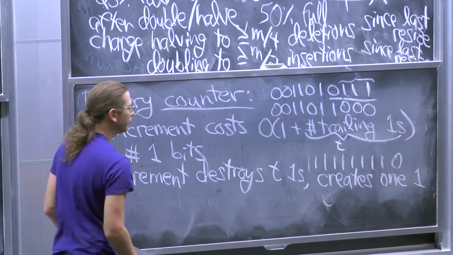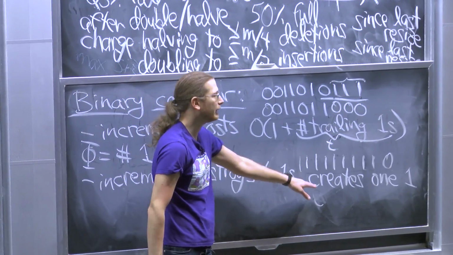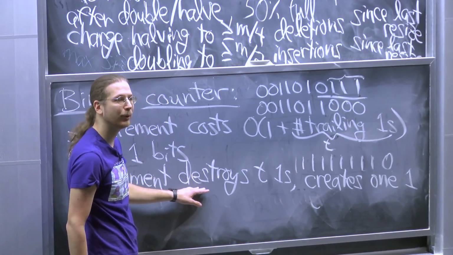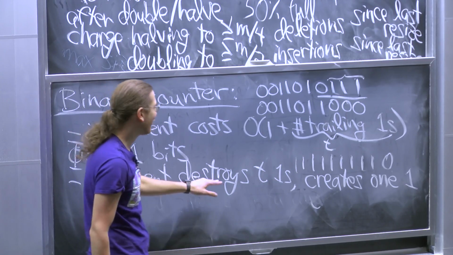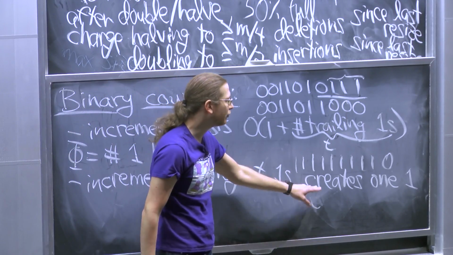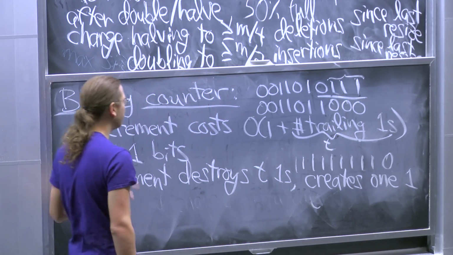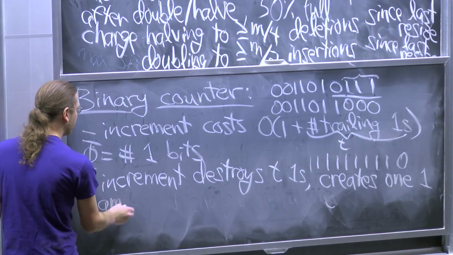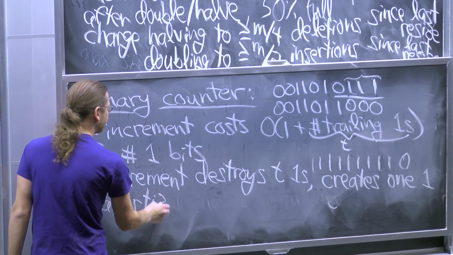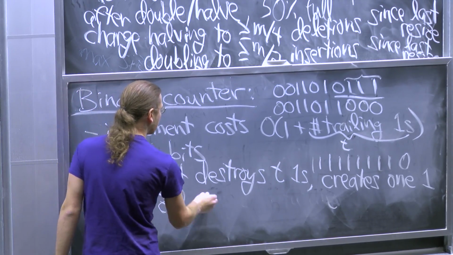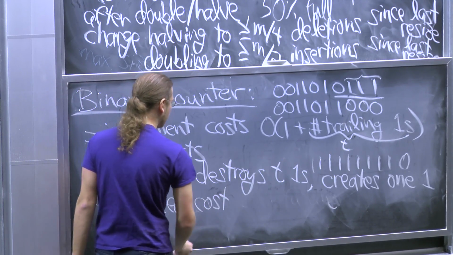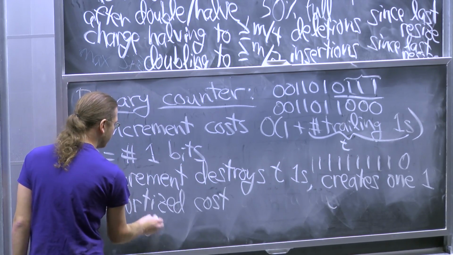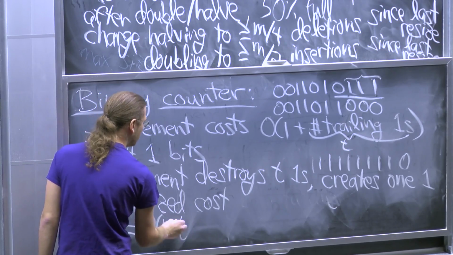That's always what happens. T could be 0, and then I have a net positive of 1. But most of the time, actually, more than half the time, I destroy 1 bits, and I just create a single 1 bit in terms of the total number of 1s. And so the amortized cost is the actual cost, which is this 1 plus t.